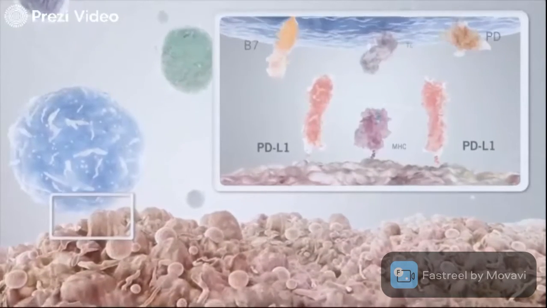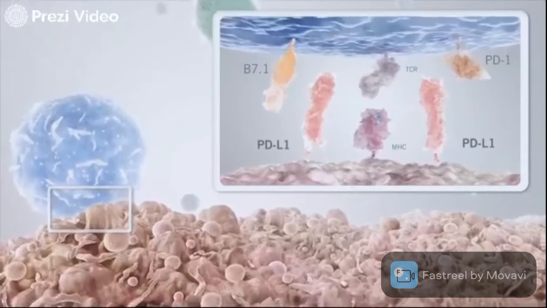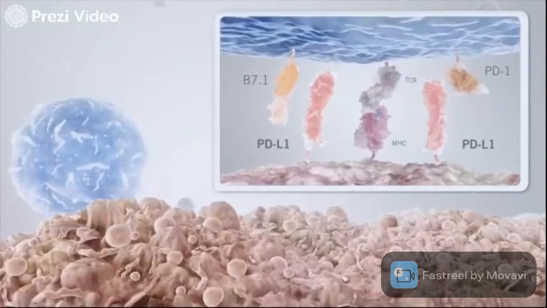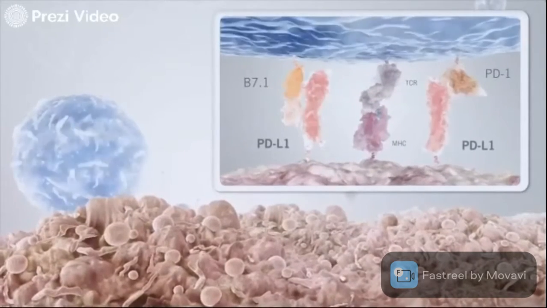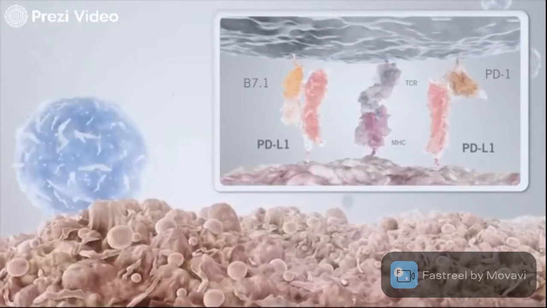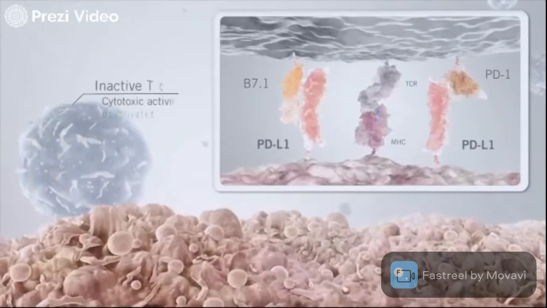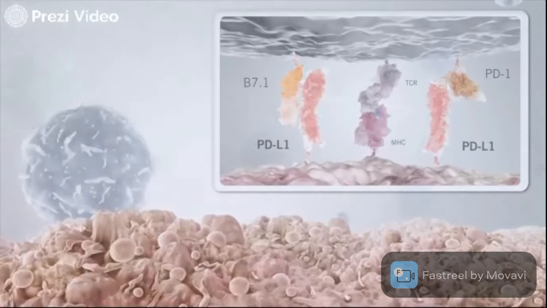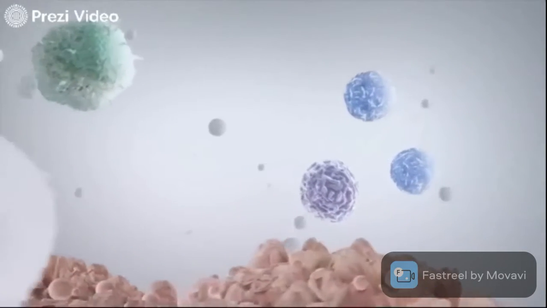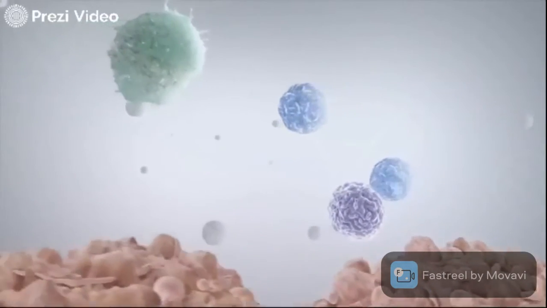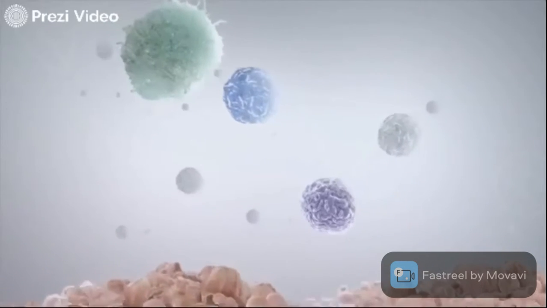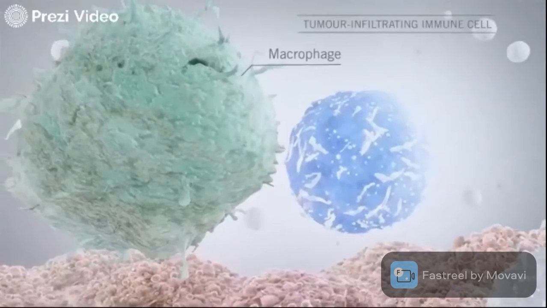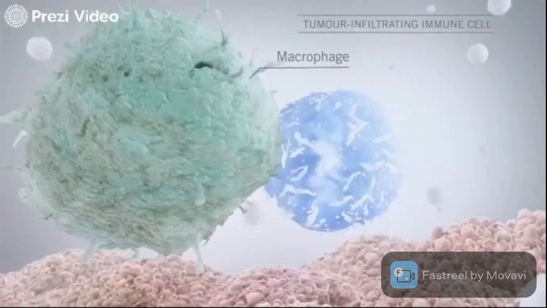PD-L1 interferes with the body's anti-cancer immune response by binding to its receptors, B7-1 and PD-1, on the surface of activated T cells, thereby deactivating the T cell's cytotoxic activity. T cells can also become deactivated when PD-L1 expressed on tumor-infiltrating immune cells binds to B7-1 or PD-1.